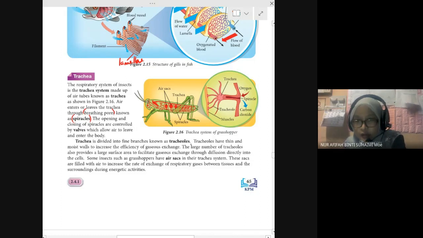For humans, we have trachea, bronchus, bronchiole. But in grasshopper, the trachea is divided into tracheoles. So these tracheoles have thin and moist walls, to increase the efficiency of gas exchange. There are also a lot of tracheoles. Other than thin and moist walls, it also has a large number of tracheoles to increase the rate of gas exchange.